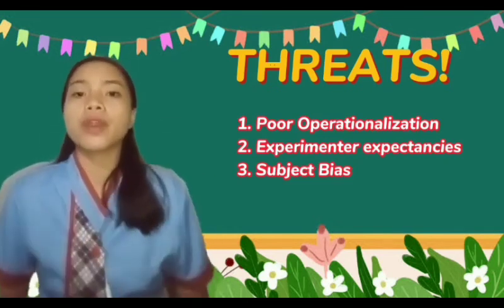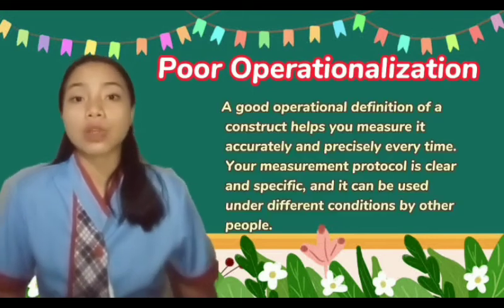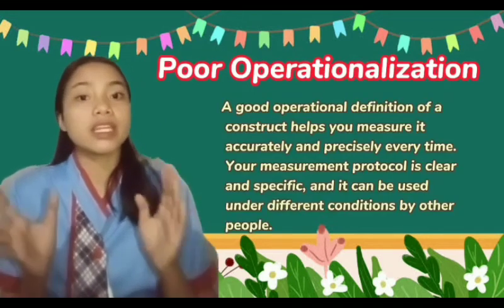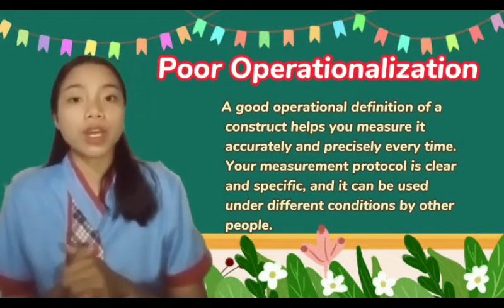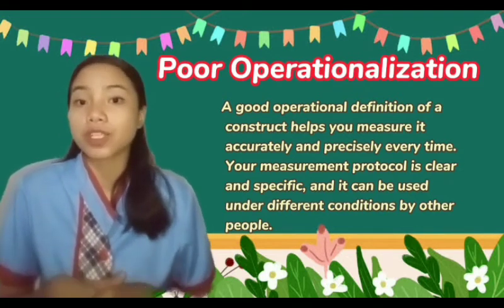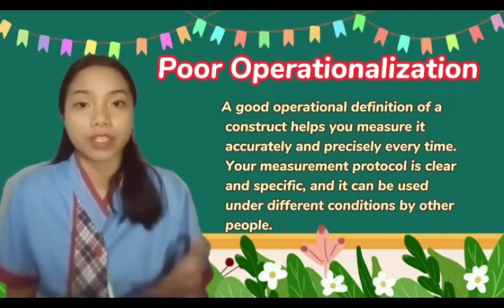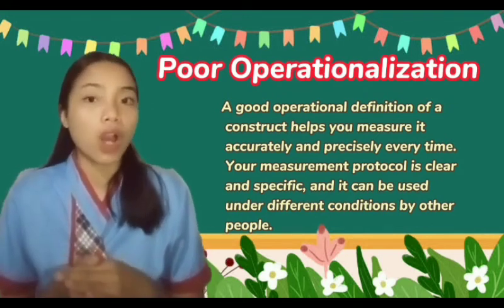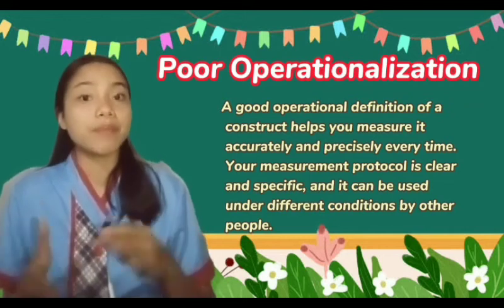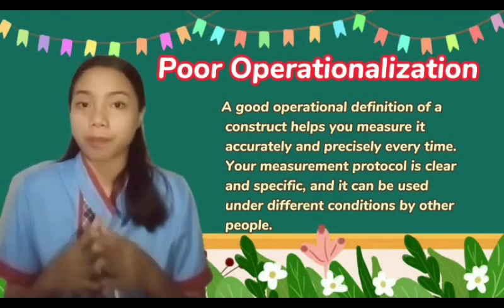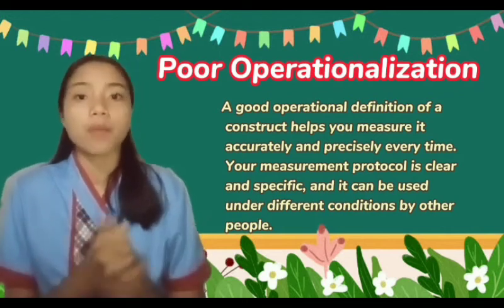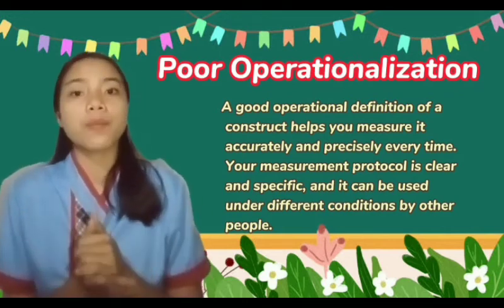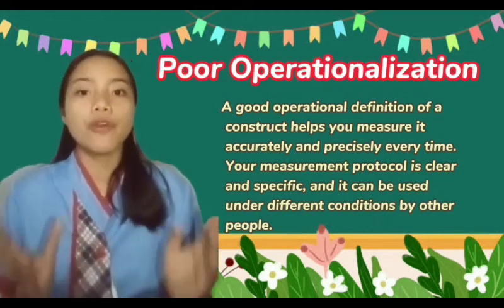Now, poor operationalization is a big threat to construct validity. A good operational definition of a construct helps you measure it accurately and precisely every time. Your measurement protocol is clear and specific, and it can be used under different conditions by other people. Without a good operational definition, you may have random or systematic error, which compromises your results. Your measure may not be able to accurately assess your construct.